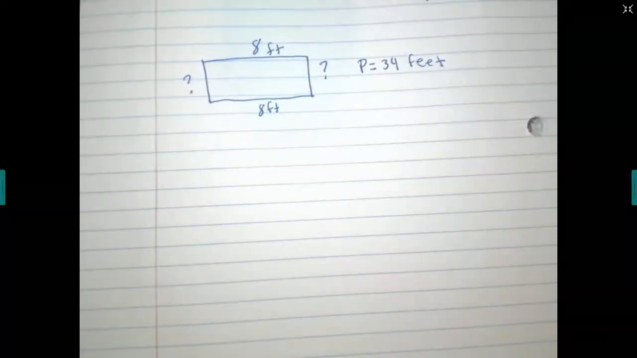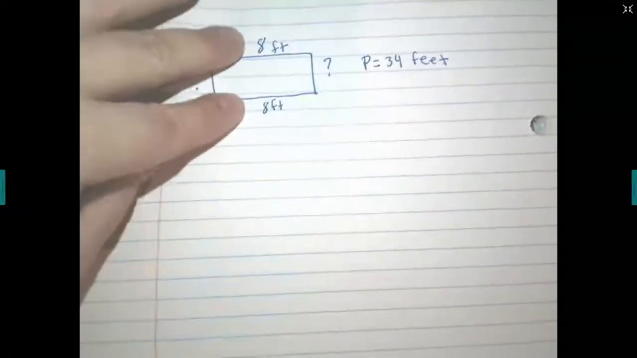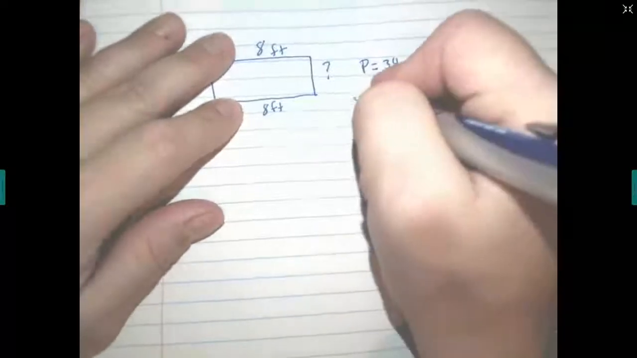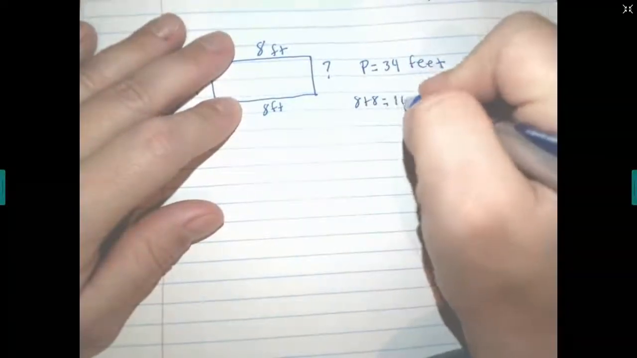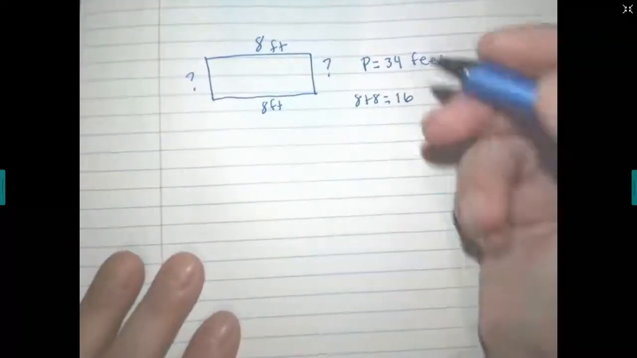All right, so the first step is to add what we've already used out of the 34 feet. So 8 plus 8 equals 16. So this is a 3-step problem. Now you take 34 minus 16, and that'll give you what's left over.